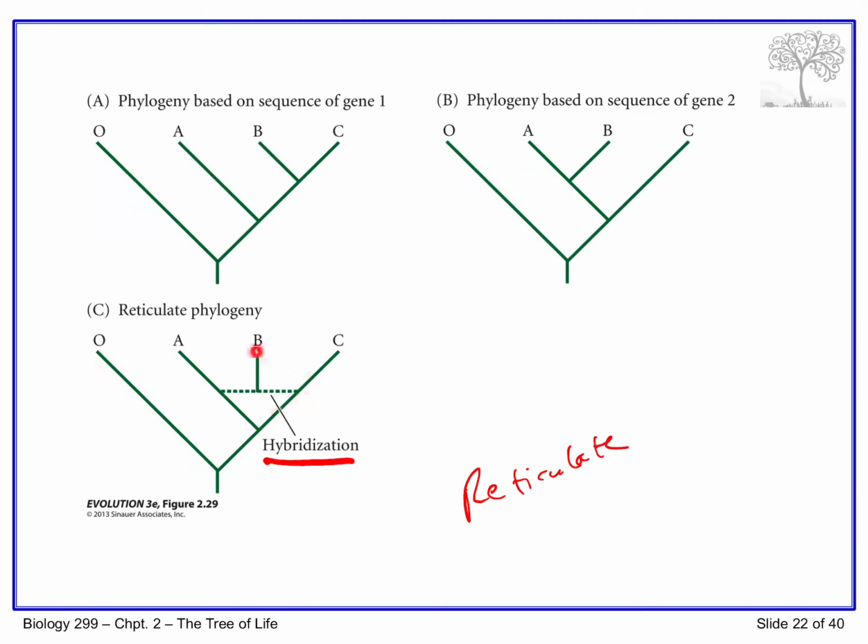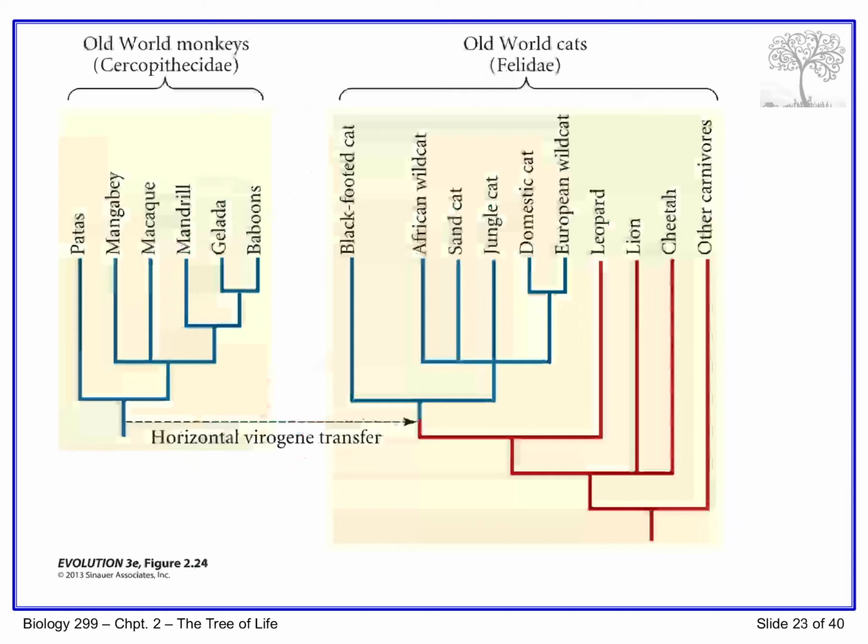Okay, let me just write that down. So reticulate evolution is called reticulate because it produces sort of a net-like pattern on the evolutionary tree like you see right there. But again, this is just another example of some of these problems that we have to sort of deal with. Another problem is called horizontal gene transfer. So horizontal gene transfer.